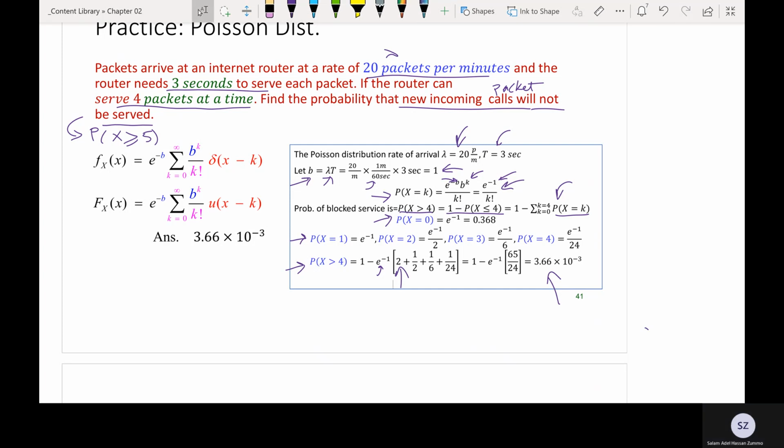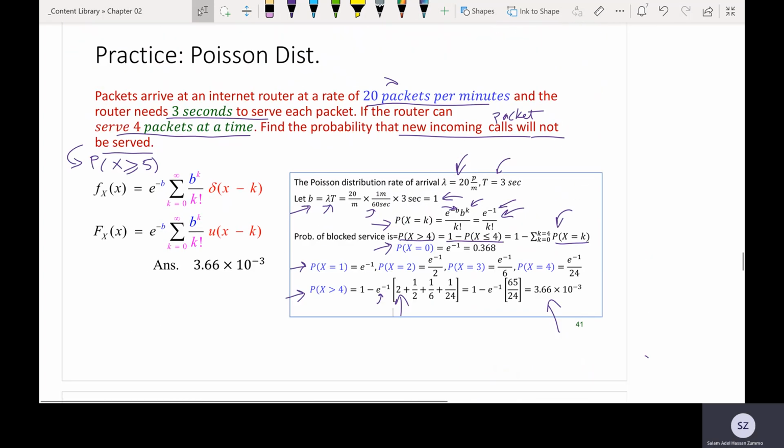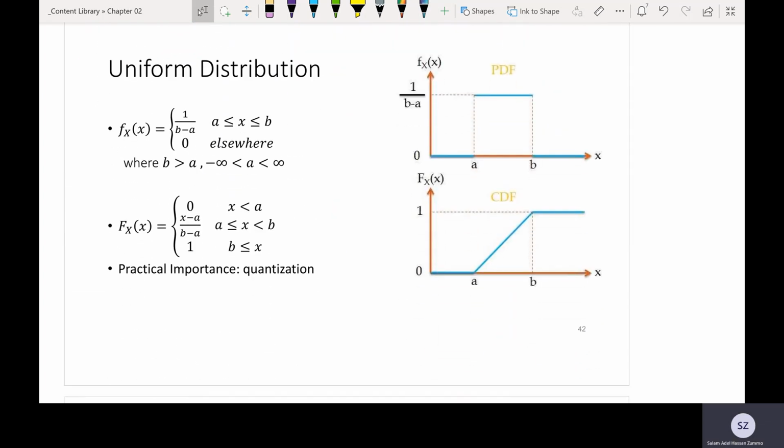Okay. So basically this is Poisson. It's very important to understand, do some practice about different applications, and you will see it's straightforward. Now we are done with the discrete distributions. Let's talk a little bit about some continuous distributions.